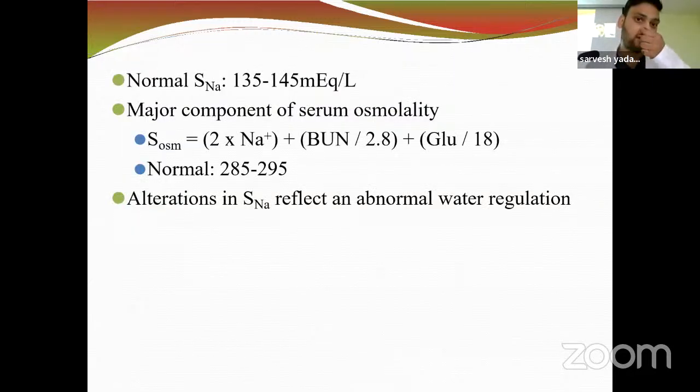Serum sodium normal value is 135 to 145 milliequivalent per liter. Major component of serum osmolarity. Serum osmolarity is equal to 2 times sodium ion plus blood urea nitrogen divided by 2.8 plus glucose level in milligram per deciliter divided by 18. Normal serum osmolarity is 285 to 295. Alteration in serum sodium reflects abnormal water regulation.